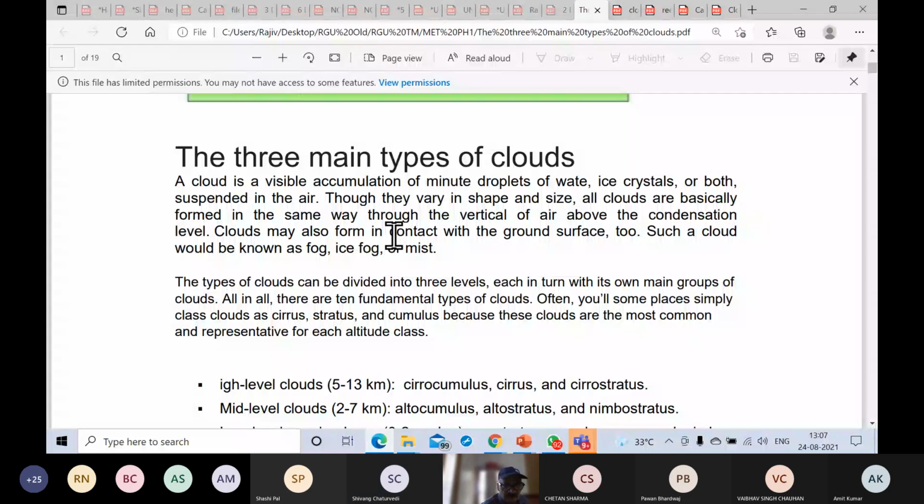If this cloud is forming at the ground surface or sea level, then it is called fog, ice fog, or mist. If it is forming right at the sea level, then it is a cloud only, but it will be called or referred to as fog, ice fog, or maybe mist. Although it is a type of cloud, but it is right at the sea level, so it is termed as fog, ice fog, or mist.